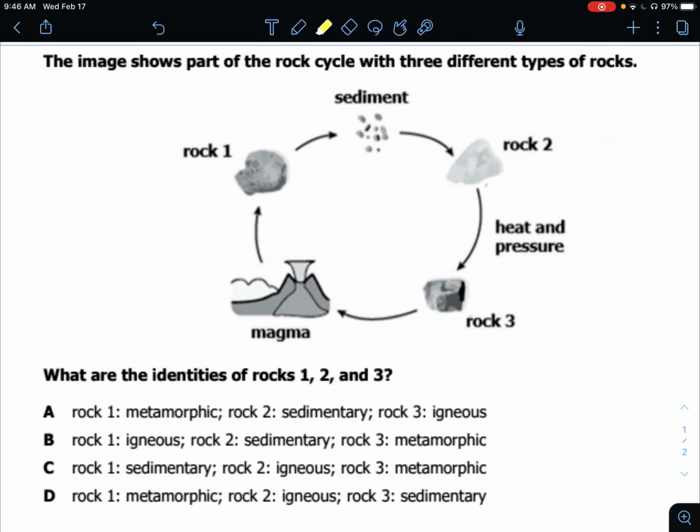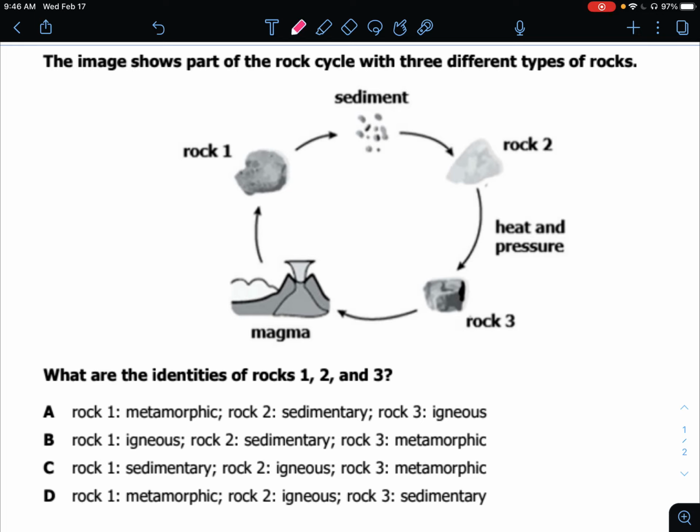All right, it's bell ringer time. Let's dive into it. So the image shows part of the rock cycle with three different types of rocks. Okay, there's a cycle. We got three rocks. Makes sense. So the question just says, what are the identities of rocks 1, 2, and 3? Okay, we can do that, no problem.